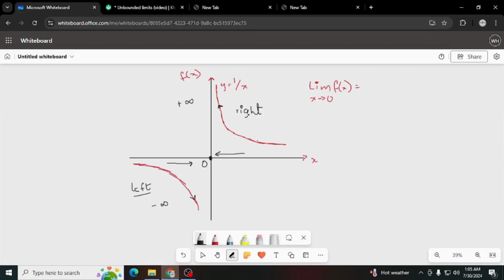The right-hand side and the left-hand side are approaching two different directions. As we approach from the right, it's approaching positive infinity. As we approach from the left, it's approaching negative infinity. So this limit does not exist.